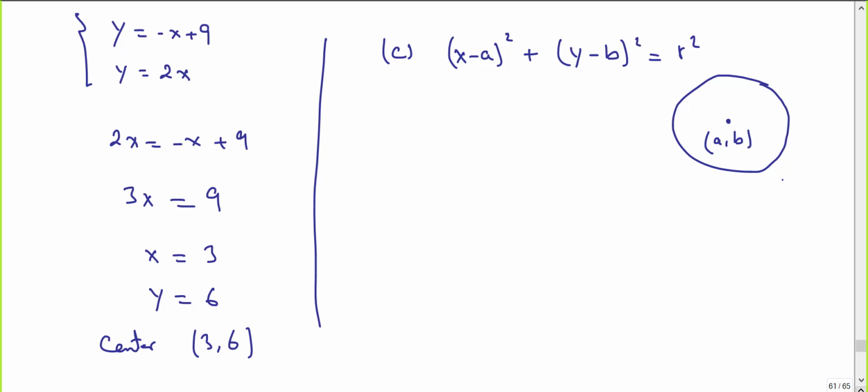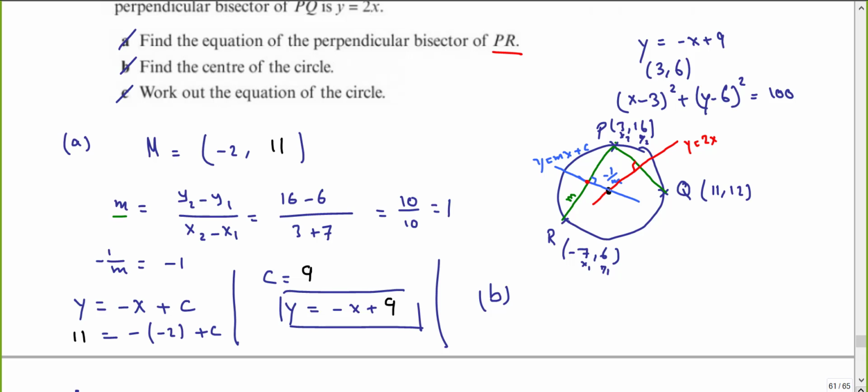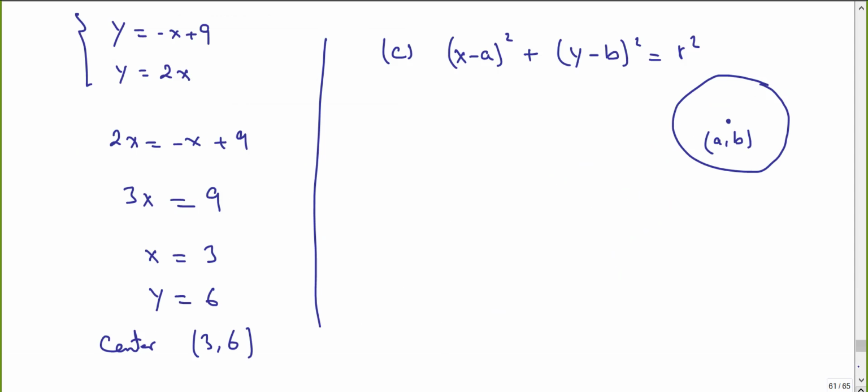So A and B is the center. Do we have the center? Center? Yes. No. Do we have this point, the midpoint here, the black one? No. We have it of course. What do you mean by no? I just got it. Part B. This is the center. I wrote it here even. Oh yeah. This is A and B. So x minus 3 squared plus y minus 6 squared equal R squared.